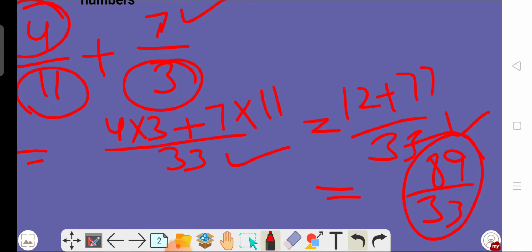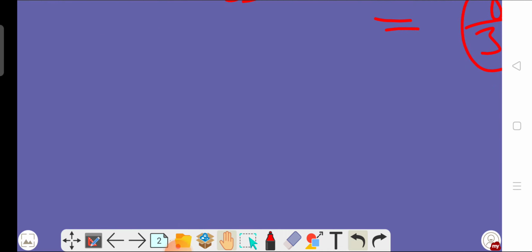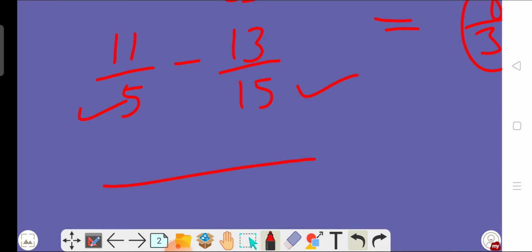Now we will discuss subtraction. Okay. If you have a number like 11 by 5 minus 13 by 15. Now what we have to do? Firstly again, as in addition, we have to find the LCM of denominators 5 and 15. Clearly the LCM is 15.